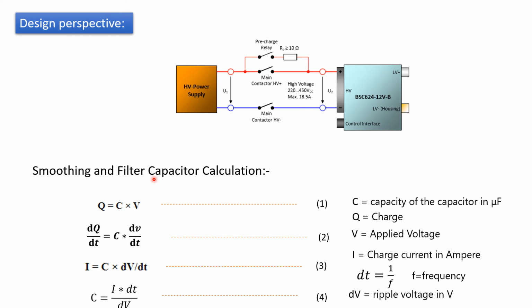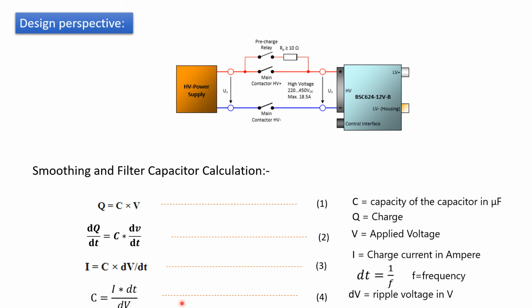Now, how do we calculate it? A simple formula: Q is equal to C into V. Q is the charge, C is the capacitance, and V is the voltage applied across the capacitor. Now we differentiate the left side and the right side: dq by dt is equal to C dv by dt. We know that the rate of change of charge is nothing but current. So I is equal to C dv by dt. And again, C is equal to I into dt by dv.